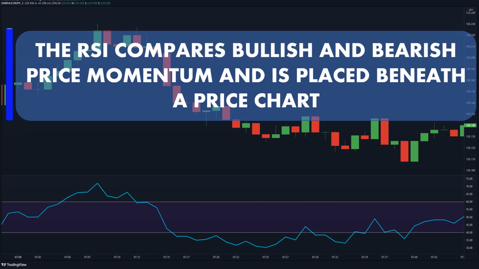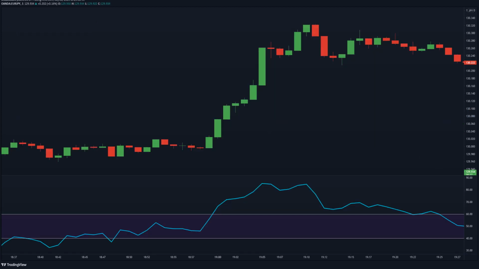It is often plotted beneath the graph of an asset's price. The RSI oscillates between 0 and 100. Now, let us get straight into the strategy.